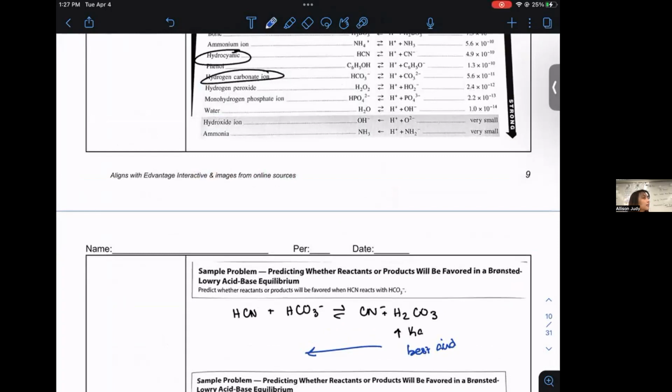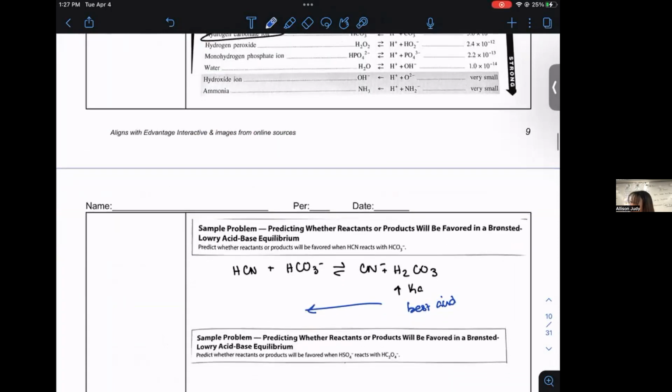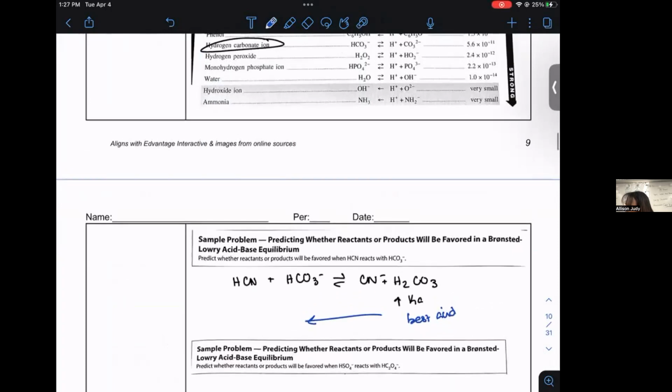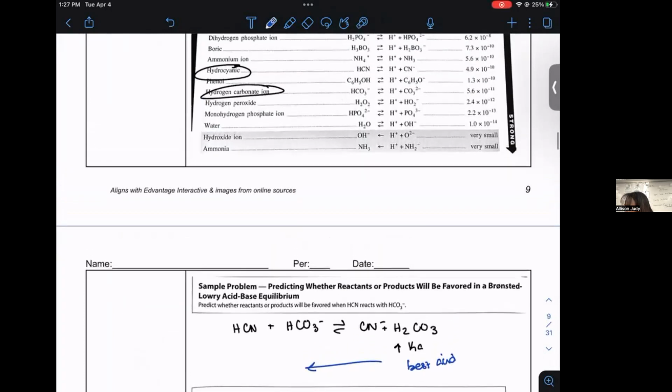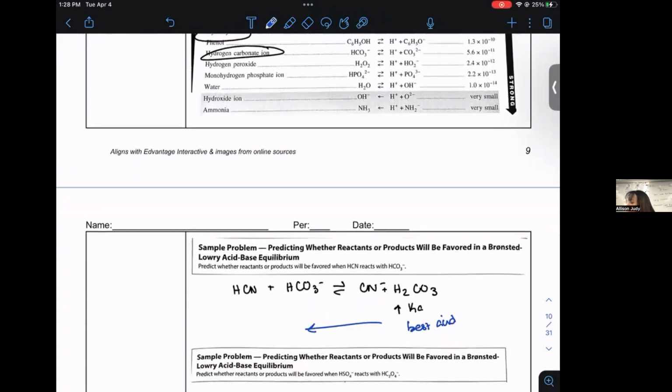Okay. But wouldn't it be, because you said it always favors the one with the better acid, right? Yep. So wouldn't that be in the opposite direction? No, because it favors the better acid acting as an acid, not production of the acid.